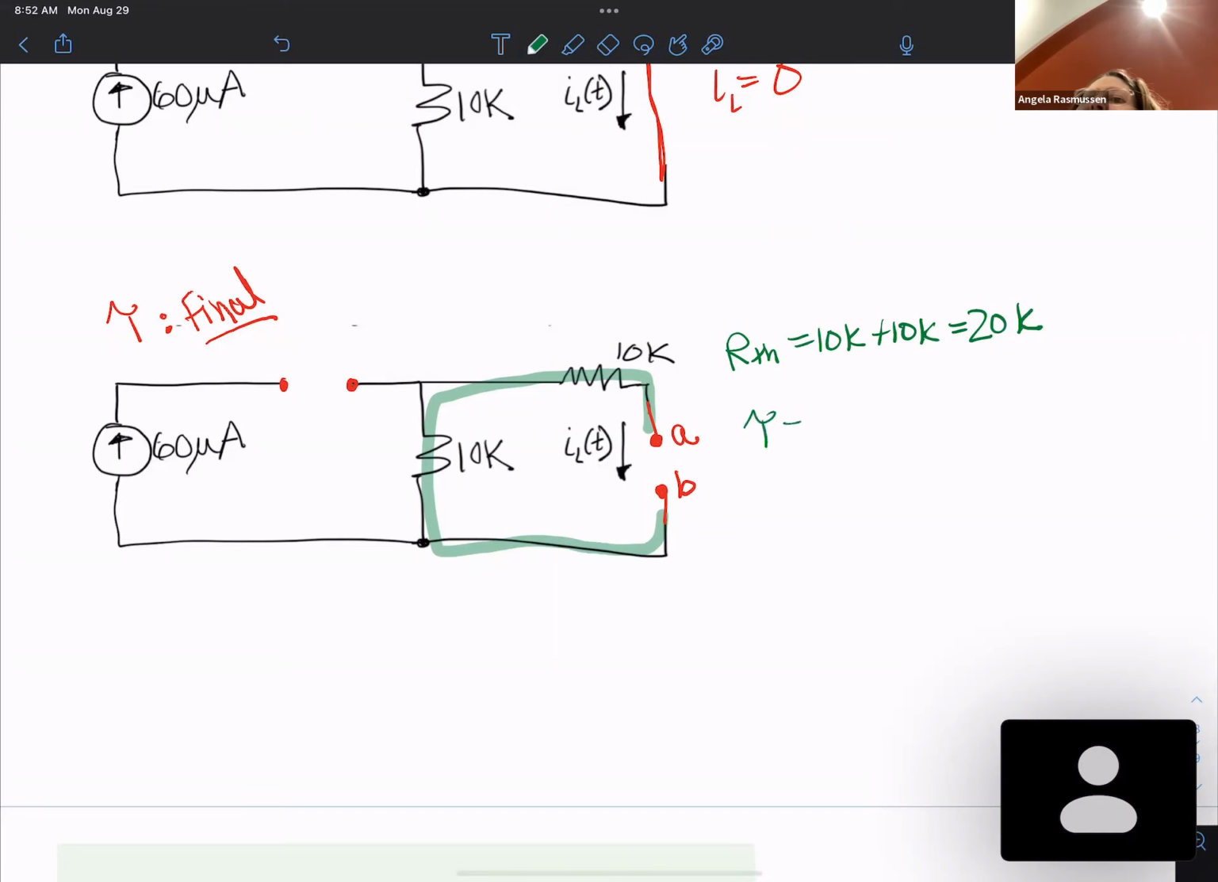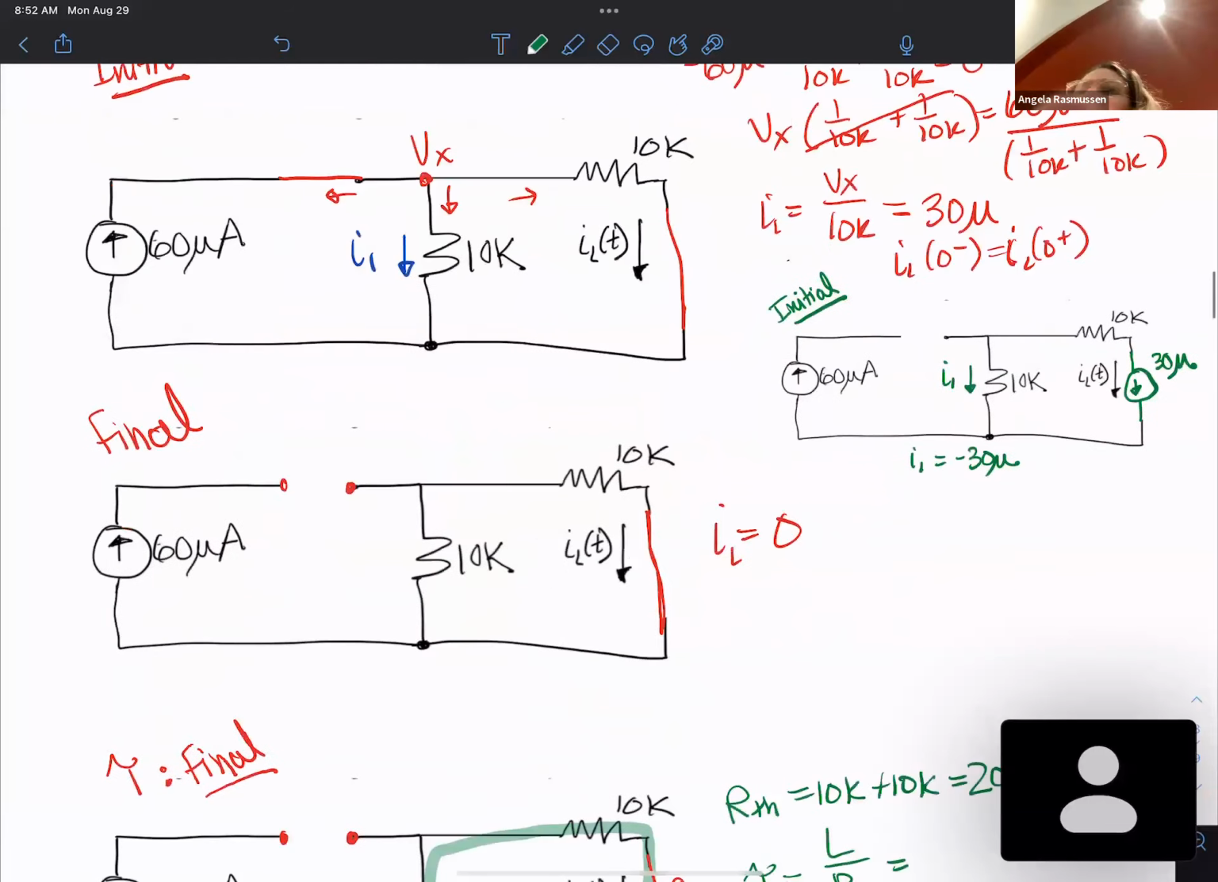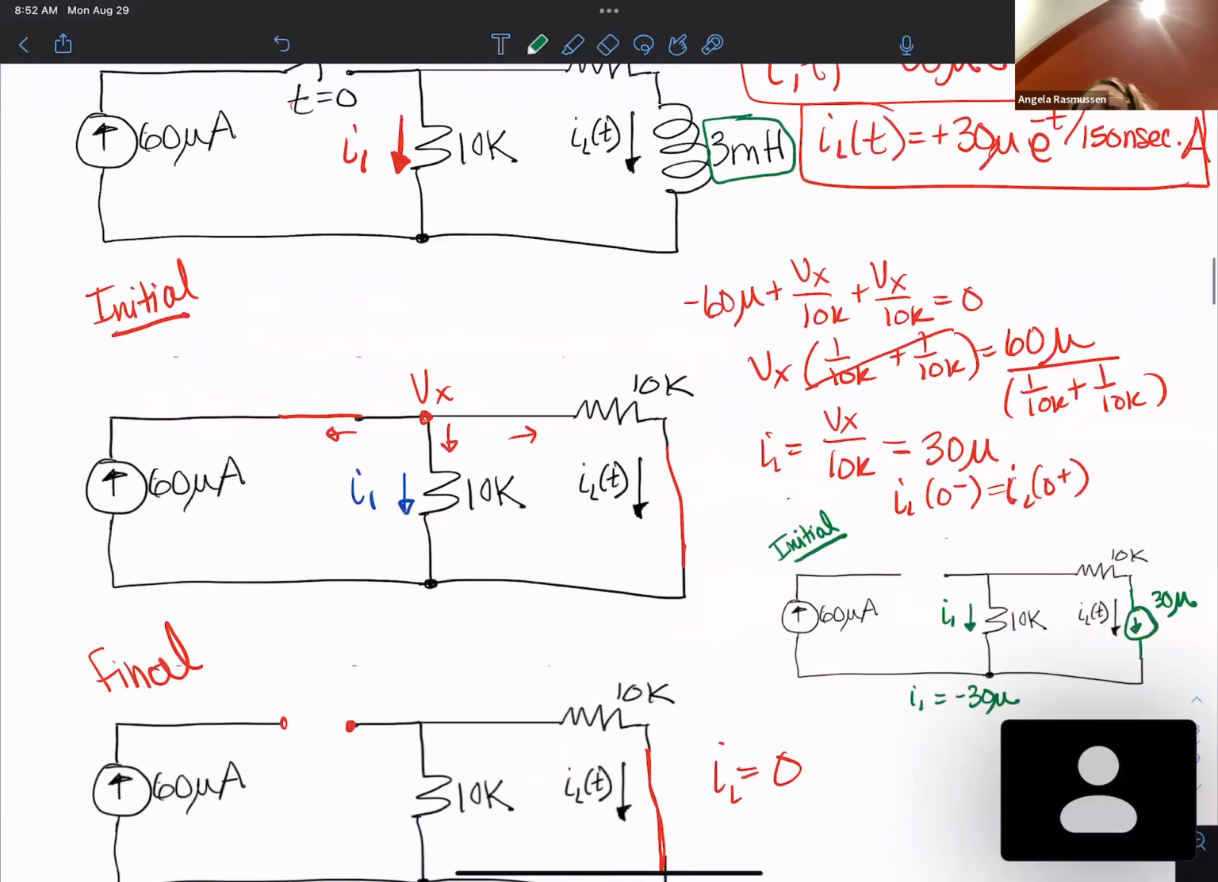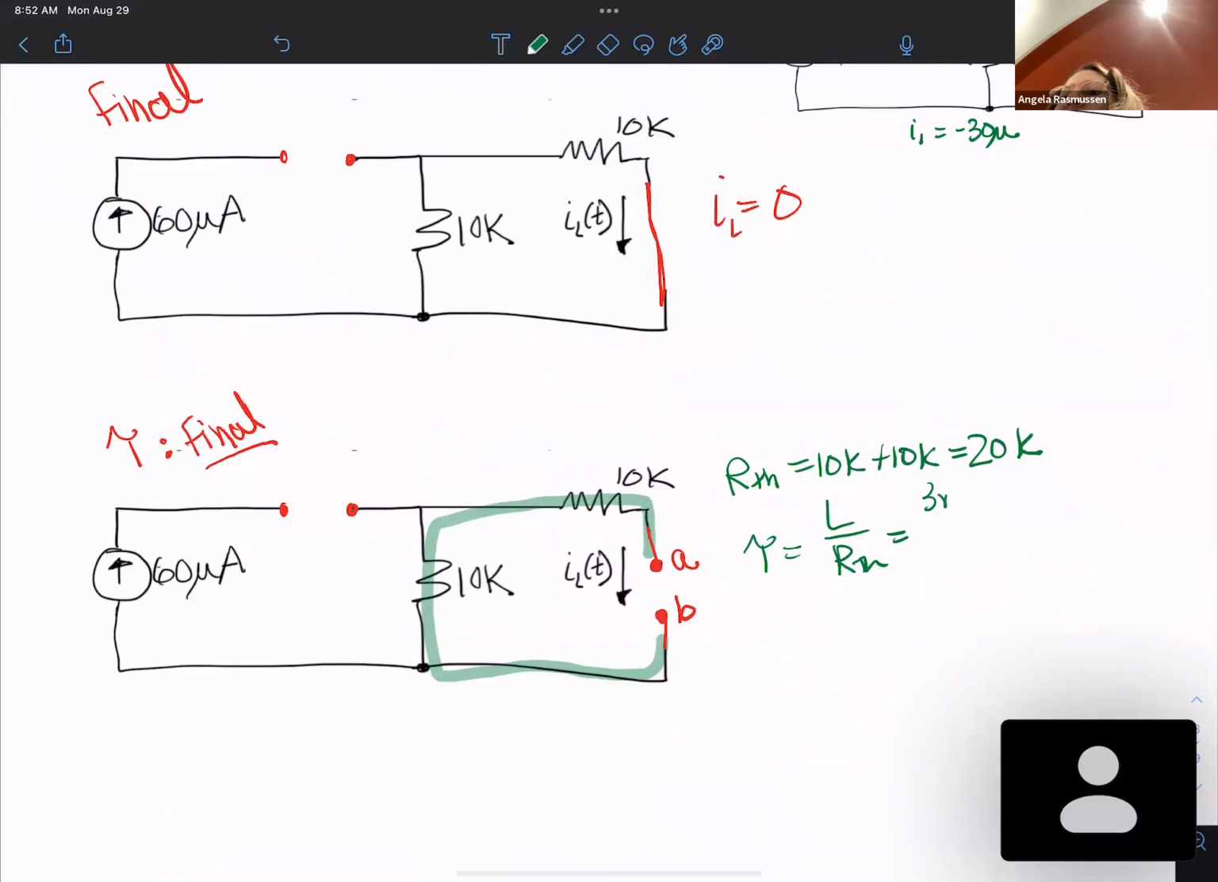And then tau is L over RTH. So L, we go back and see, is given as 3 millihenry. So 3 milli over 20K. And that should give me 150 nanoseconds.